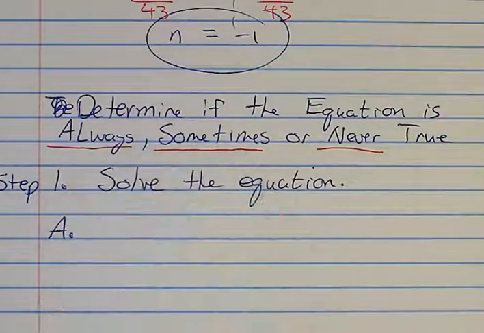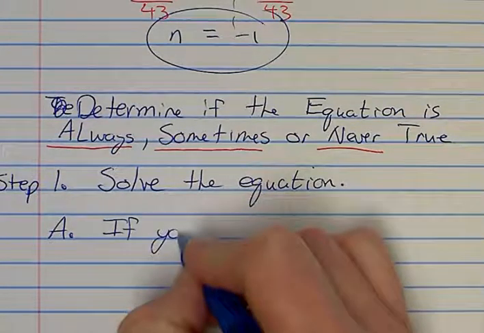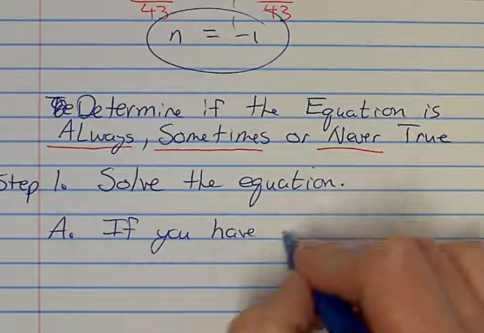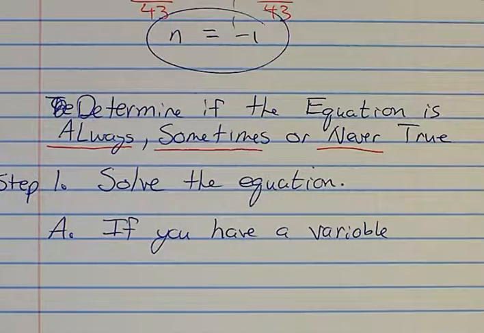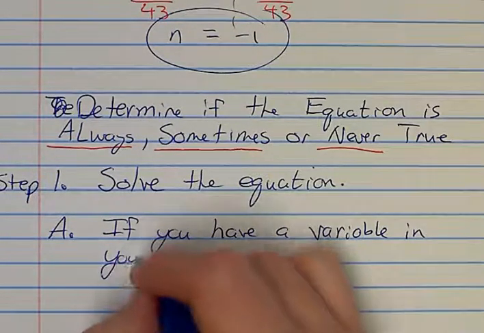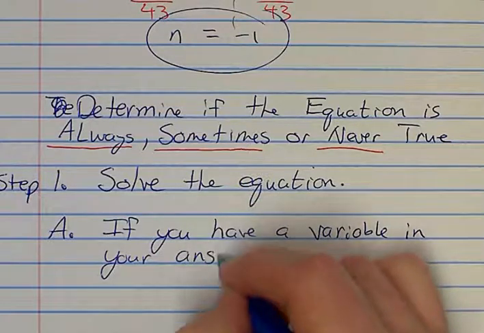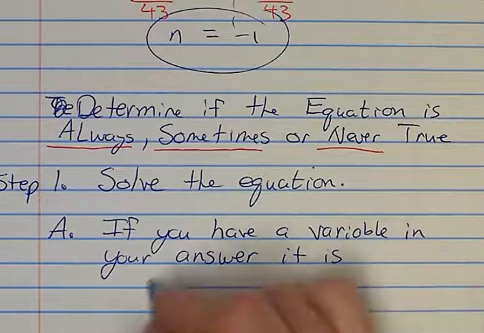So here's the A part of it. If you wind up having a variable in your answer, then it's going to be sometimes true.